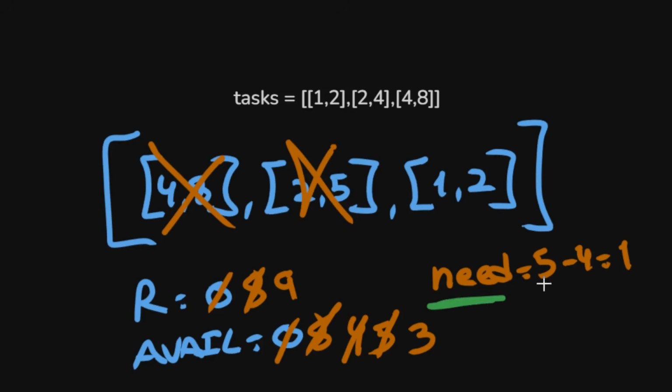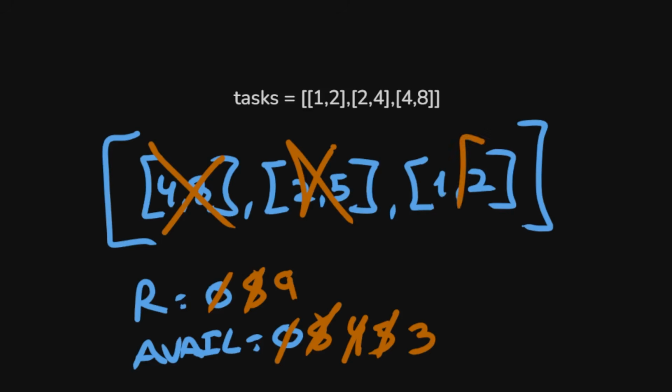So this is the key. If the number that we need is greater than 0, we add this to the result and to available. And if the number that we need is smaller than 0, this means that we have enough energy for the current task, so the result stays as it is.